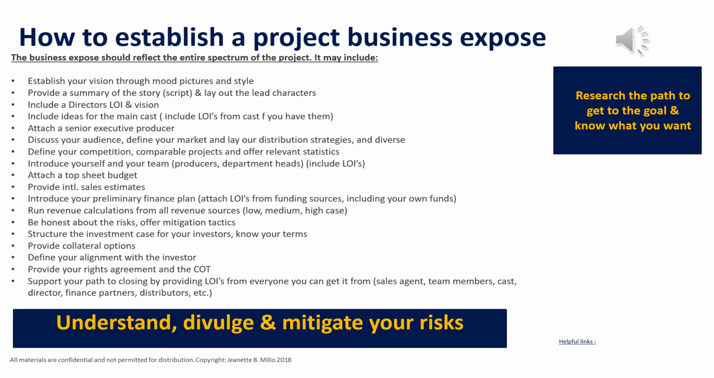You run your calculations from all these revenue sources, and you run calculations for low, medium, and high. Investors want to see 3 calculations. They want to see what could happen and what's the worst case scenario. Be honest about the risk and offer some mitigation tactics, meaning you tell them we're going to have a completion bond company that will make sure that we're not going over budget. I'm going to have this amazing distributor who is very experienced and is selling similar product, things like that.